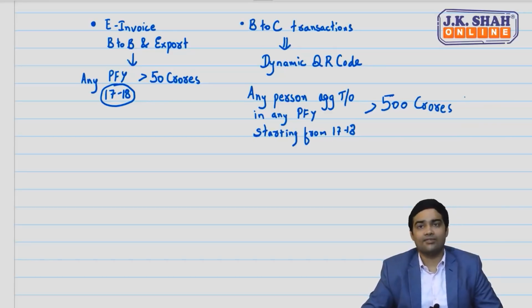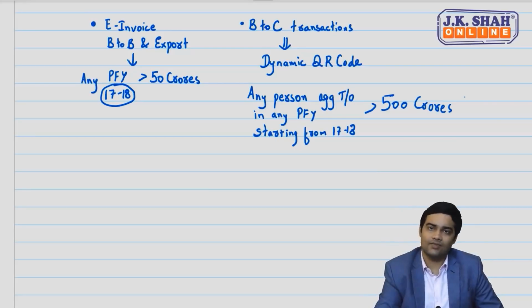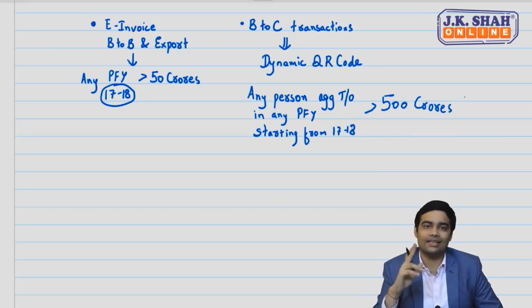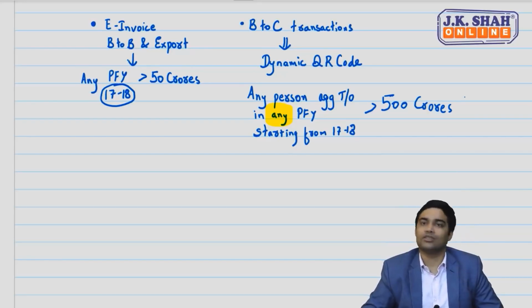This limit is even today 500 crores. See, when it started, e-invoice also started with 500 crores. But now any entity more than 50 crores in any of the preceding financial years. Here at present, it is still more than 500 crores.